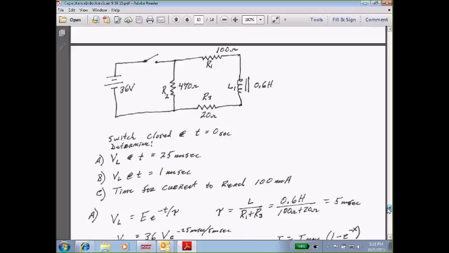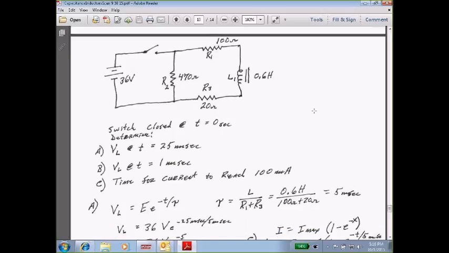Okay, now let's look at this next circuit that we have. Now we've got a 36-volt source. I have a switch. R2 is 470 ohms, R1 is 100 ohms. I've got a 0.6 Henry coil, and R3 is a 20 ohm resistance. The switch is going to be closed at time of 0 seconds. So everything's based off of the instant that I close the switch.